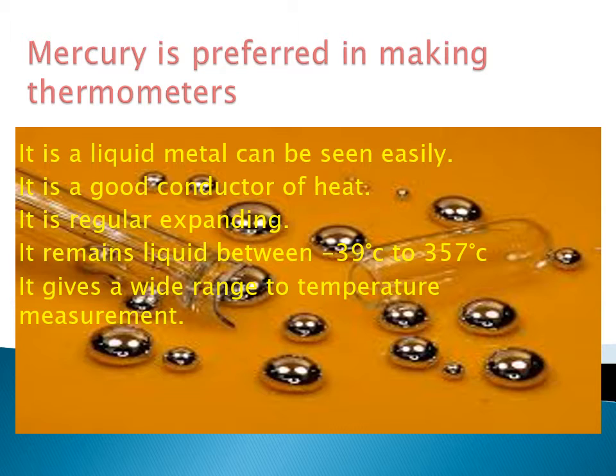Number four, it remains liquid between -39 and 357, so it gives a wide range to measure temperature. So mercury is preferred in making thermometers. Why? It's a liquid metal, it's a good conductor of heat, it's regularly expanding, it remains liquid from -39 to 357 and gives a wide range to measure temperature.